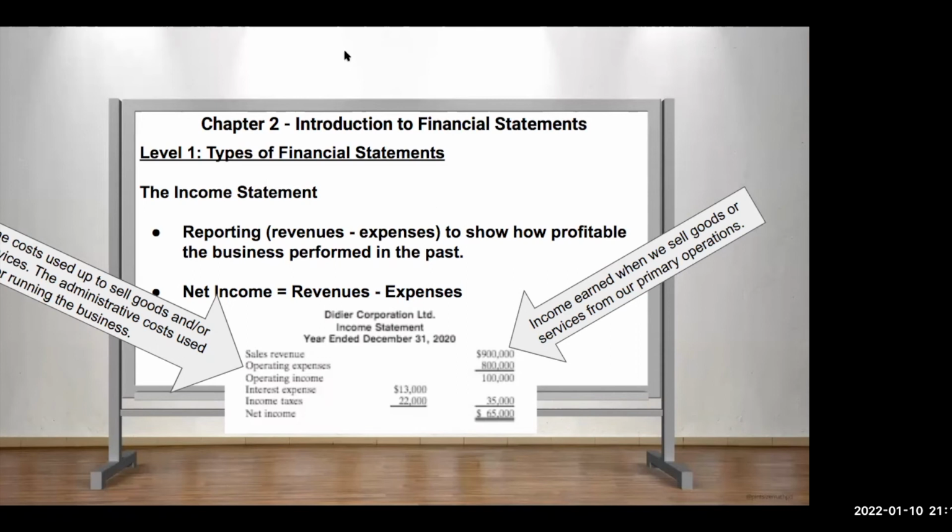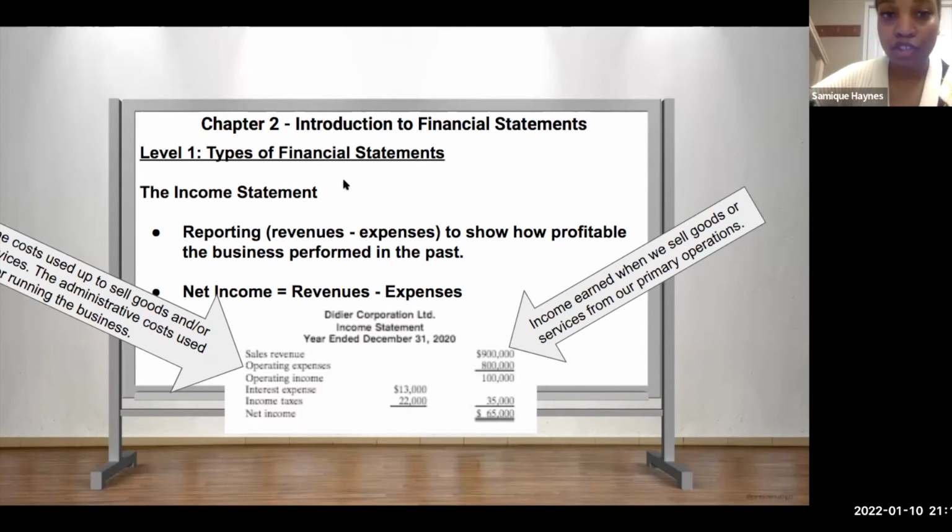Thank you. So we will be working on these things later on. This is just a brief introduction. So the income statement is telling us revenues less expenses. How profitable is our business? How did we perform in the past? Revenues, we learned what that is. Expenses, we know what that is. Revenues less our expenses gives us our profit, sometimes called net income.